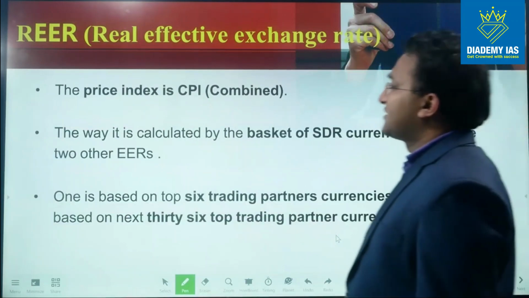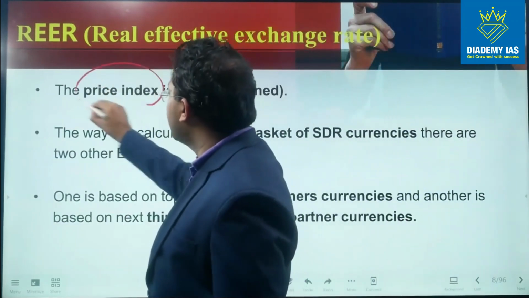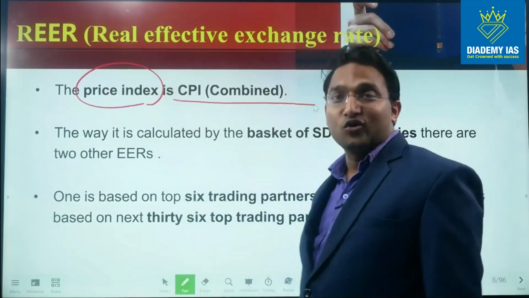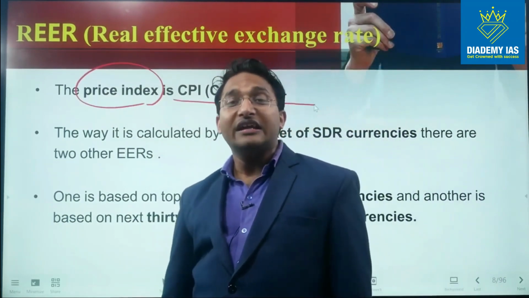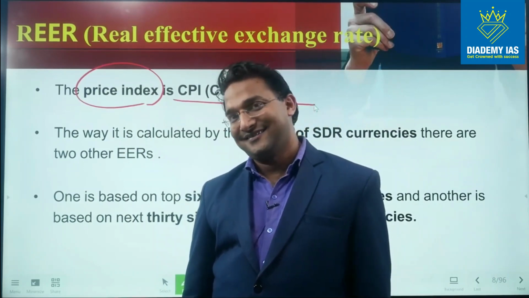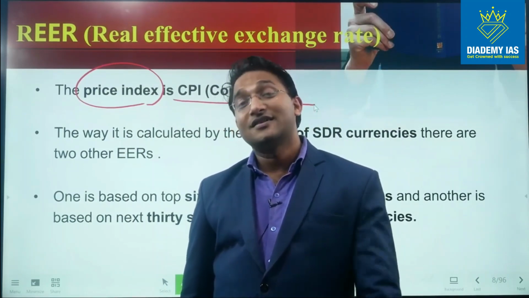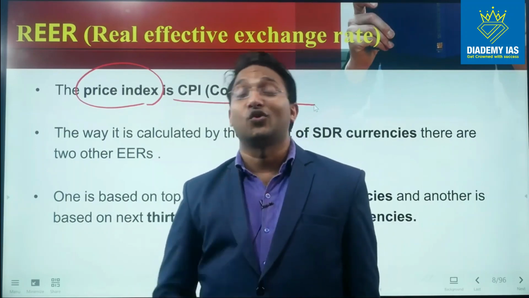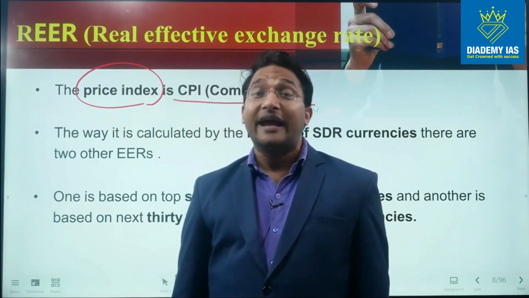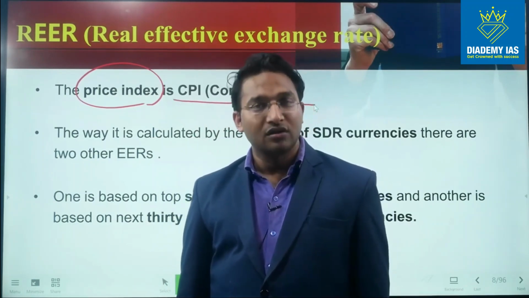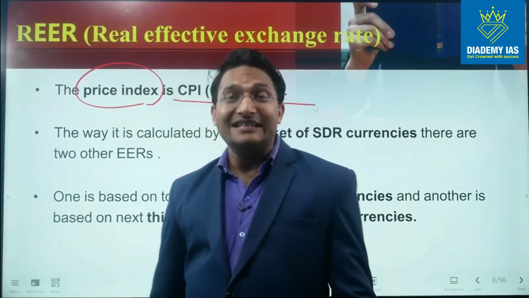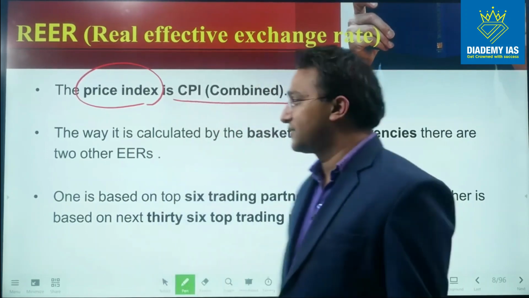Now, which index do we use for the price index? So we use CPI combined. Now my question, which agency gives the CPI combined? So this is the question for you. Stay with this question. If you don't know, go back to the chapter of inflation and see this. Your examination is approaching. So you should not be lazy. You should revise your concepts.